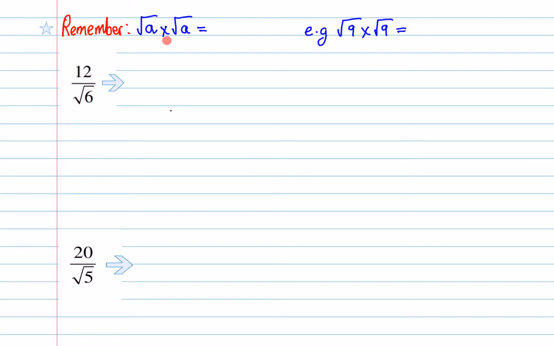So remember that root a times root a is equal to a. And also, here's an example here. Root 9 times root 9 is equal to 9. Root 16 times root 16 is equal to 16. Now we're going to use this fact to remove the surd from the bottom line of this fraction. So let's have a go with that.